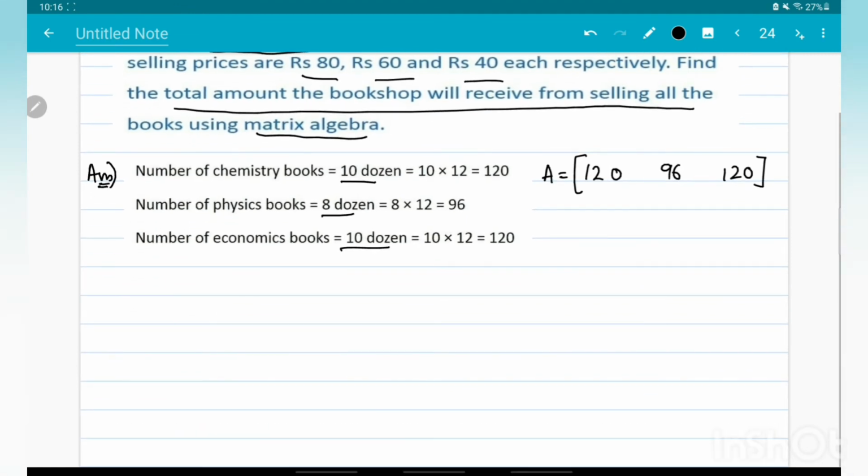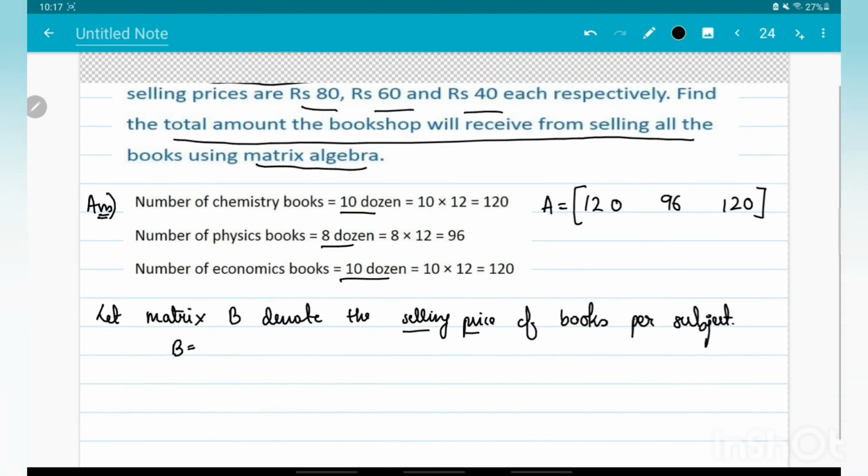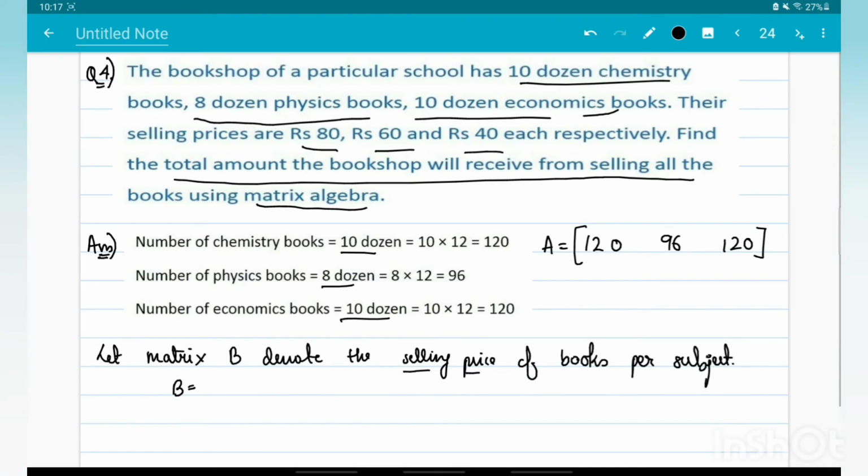Now let me take a matrix B, okay, and you have to write the statement that let matrix B denote the selling price of books per subject. So this is my statement that let matrix B denote the selling price of books per subject. Like that also you have to write for matrix A that let matrix A denote the number of books, okay. Here matrix B denotes the selling price of the books per subject. So now matrix B, now write it in the same order, okay. So 120 was the number of chemistry books. So what was the price for chemistry books? The price for chemistry books was 80, for physics it's 60, and for economics it is 40.